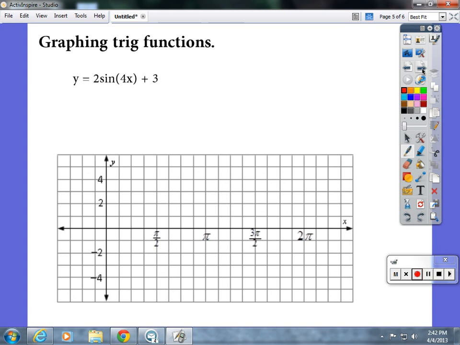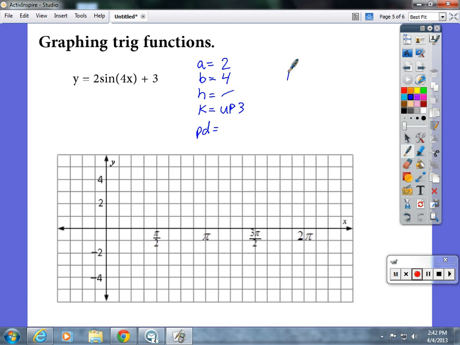Next, graphing trig function. So we want to graph 2 times the sine of 4x plus 3. So always start the same way. Label each of my parts. In this case, my period is a little different. So my amplitude is 2. My b value is 4. My h value doesn't exist, and my k value is up 3.